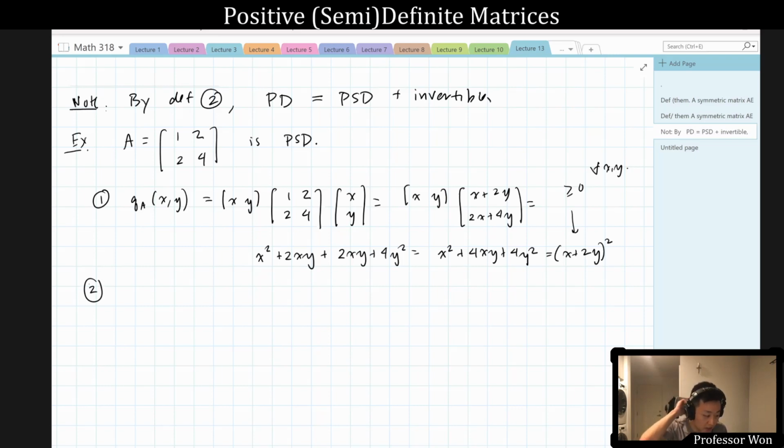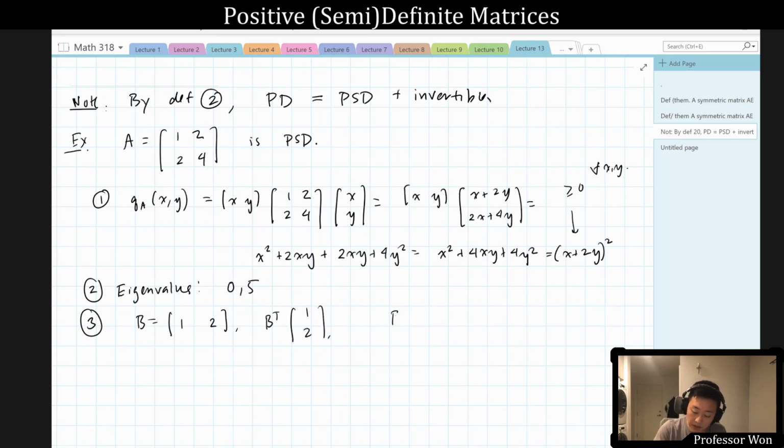The eigenvalues we can just compute. It's an easy exercise, or plug them into Julia. The eigenvalues are 0 and 5, so all the eigenvalues are non-negative, which should have been true since it's positive semi-definite. Now, the magic is, where do we get this B from? If I let you know that B is the matrix [1 2], then B transpose is the column [1, 2], then B transpose B is [1, 2] times [1 2], and that gives you exactly the matrix [1 2; 2 4], which is A.